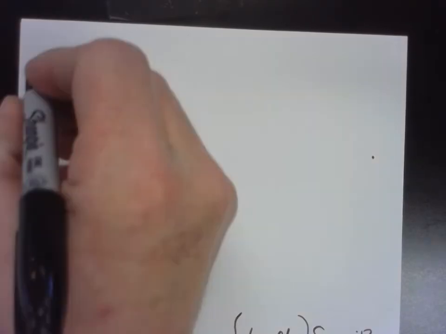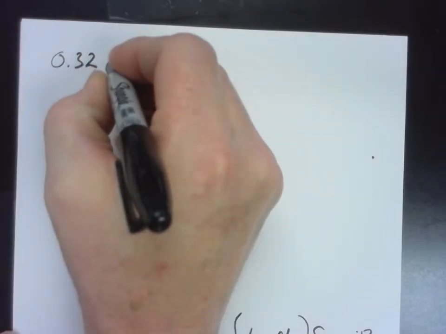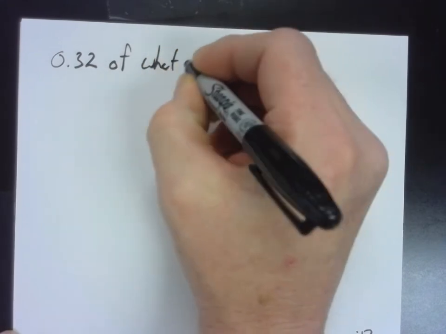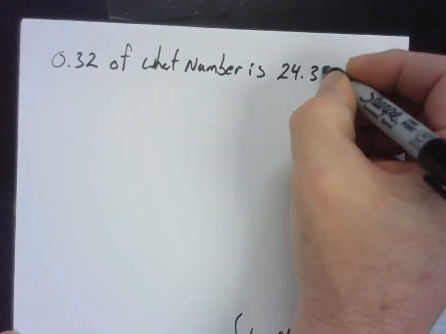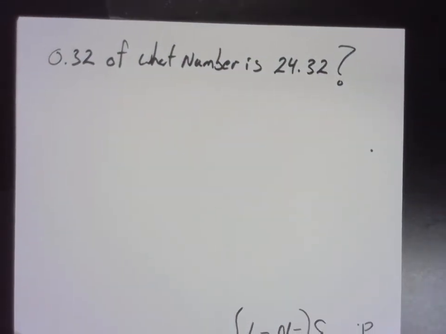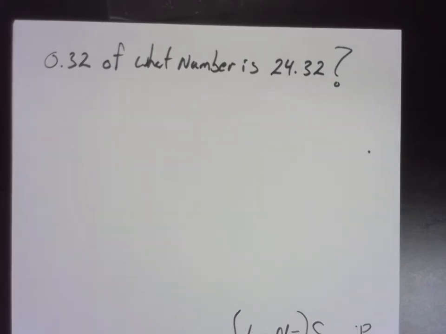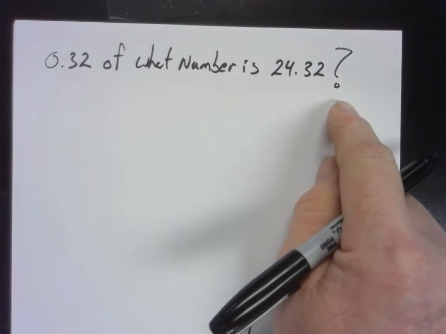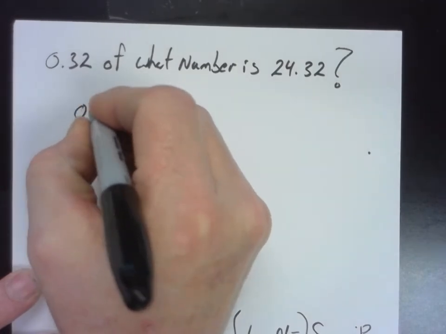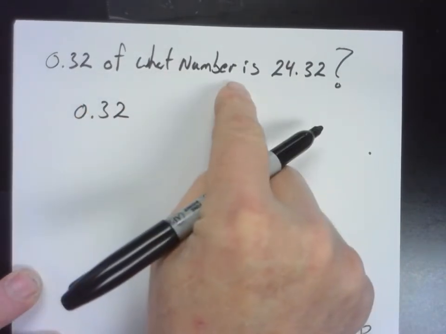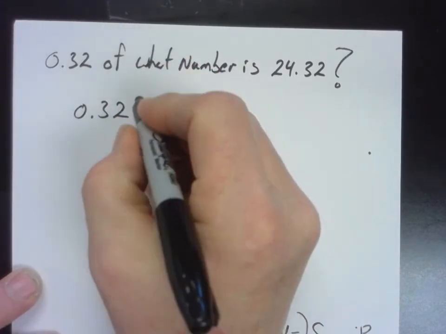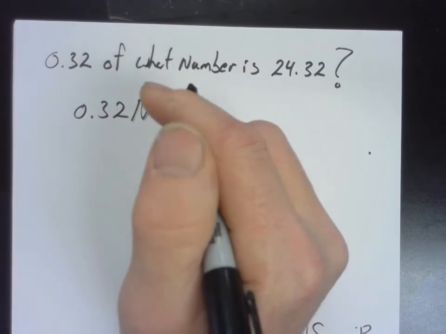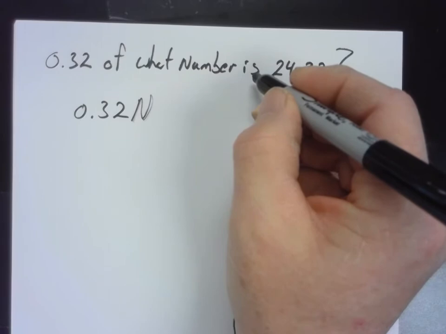So when it says 0.32 of what number is 24.32, our job is to write this out as an equation and solve it. Now this is an entire equation. It's a complete sentence. Okay, so it's a full equation, and we just write down 0.32. What does this mean? Of what number? Times n. Times some number, we don't know what it is. Is, what do we put for is? Equals.